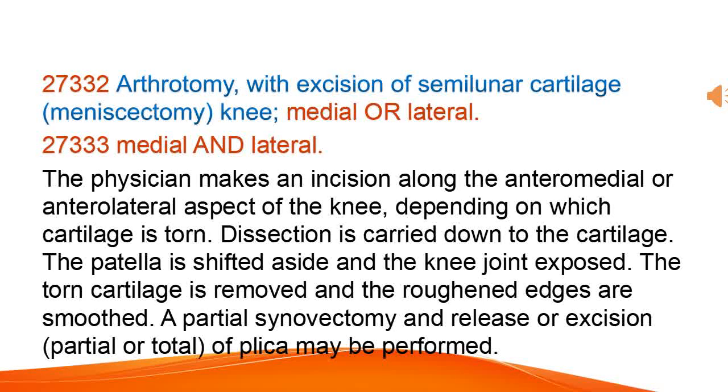Arthrotomy, with excision of semilunar cartilage, meniscectomy, knee, medial or lateral. Medial and lateral. The physician makes an incision along the anteromedial or anterolateral aspect of the knee, depending on which cartilage is torn. Dissection is carried down to the cartilage. The patella is shifted aside and the knee joint exposed. The torn cartilage is removed and the roughened edges are smoothed. A partial synovectomy and release or excision, partial or total, of plica may be performed.